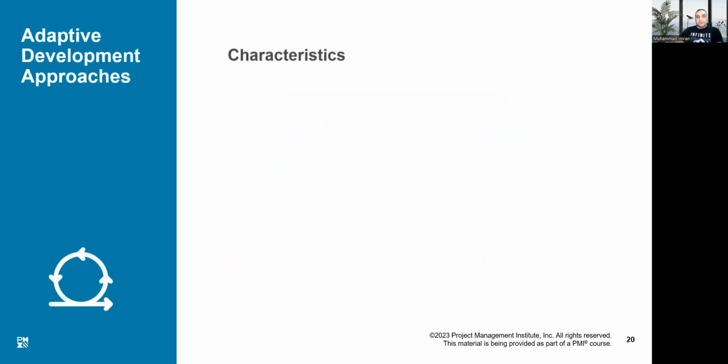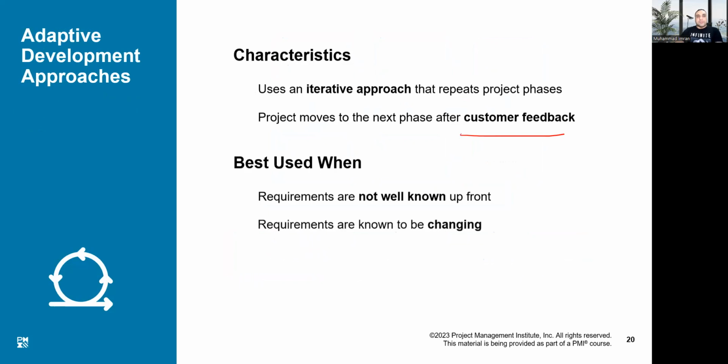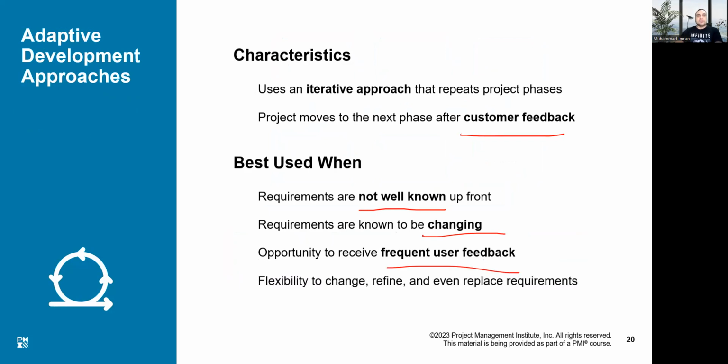In terms of adaptive approaches, we use them when you want to repeat the project phases and collect customer feedback. It is best used when the requirements are not very well known upfront, and every time we'll be going through changes. So we will collect frequent user feedback to produce the deliverable. Sometimes we can even replace things: before they said we will do it like this, later on they change the requirements. So in that case, we'll be going through the program requirements of what type of project we are going to deliver.